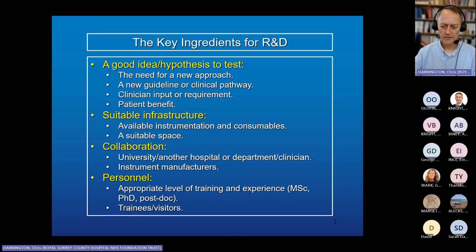Obviously you need personnel to do that and a level of training, and that really depends on what part of the project they're involved in. So it could be anyone from trainees or visitors to people with more experience in research and development, depending on how complex the project is.